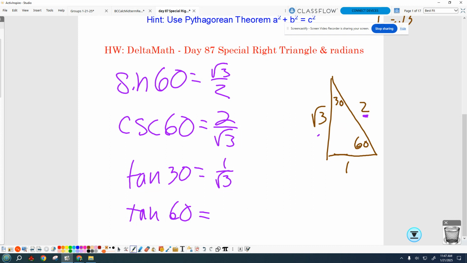Oh, sorry. 1 opposite. It's from 60. Root 3 over 1. So root 3. Okay, all right.